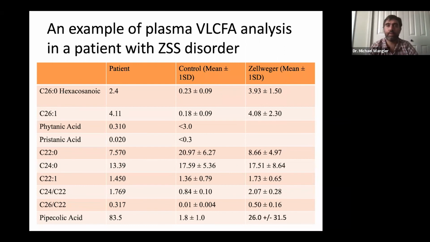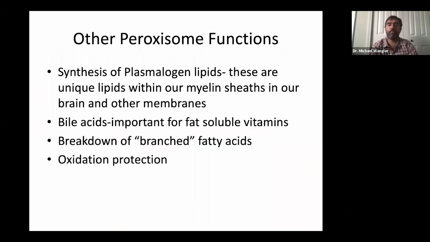So the key here, again, is to give you some taste of the detail so that you understand where these determinations are coming from. The other thing I would mention is that we can add the very long chain fatty acid testing to the fact that we can test other peroxisomal functions. We have plasmalogen lipids, which are unique lipids within our myelin sheaths in our brain and other membranes, and we can measure these directly. Bile acids, important for fat-soluble vitamins, the breakdown of branched fatty acids, and protecting our body from oxidative damage. We can measure all that, and that gives us a very clear picture of what's going on with the peroxisome.